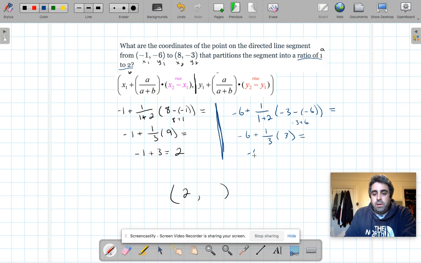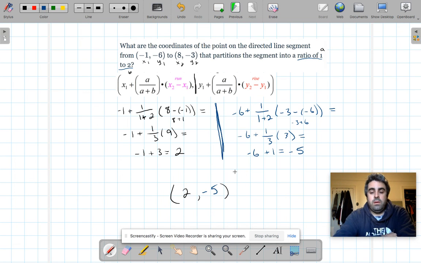So we bring down -6. 1/3 times 3 is 1. And -6 plus 1 is -5. So our y coordinate is -5. Okay, so essentially what you did here was you found a point that was in the ratio of 1 to 2 between two given points.